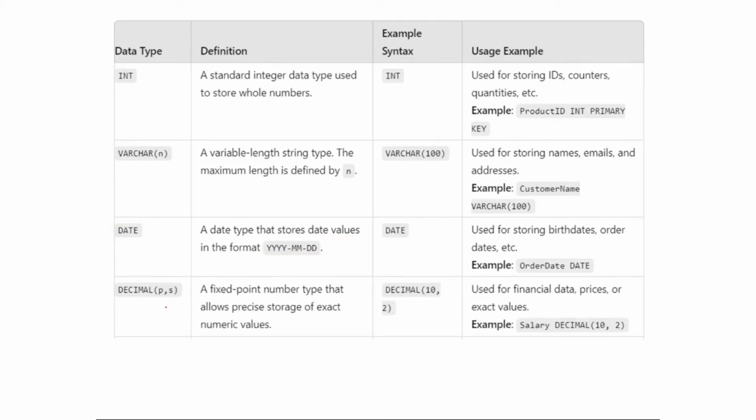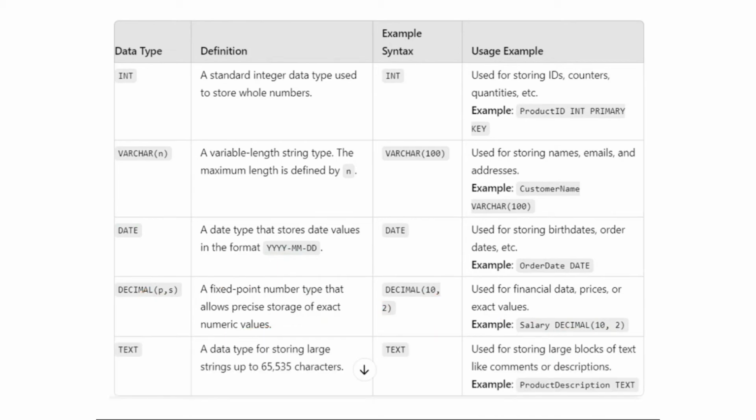And the fourth data type that we are going to see is called decimal. It's a fixed point number that allows precise storage of exact numeric values. How do you define this? One number is the total length, and the other is how many digits there would be after the decimal point. For example, if you are defining salary as decimal 10 comma 2, how will it look? You would have 8 digits, 1 2 3 4 5 6 7 8, and then a dot. After the dot, 2 digits would be there, so 1 2. The total would be 10, and after the decimal point there are 2 digits. That's the meaning of decimal.